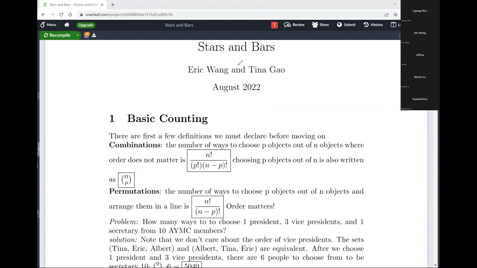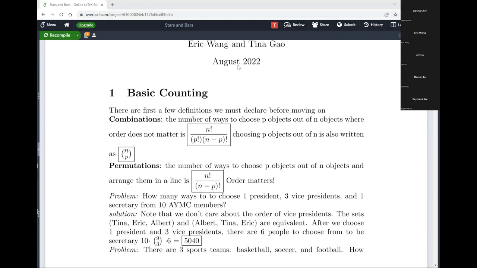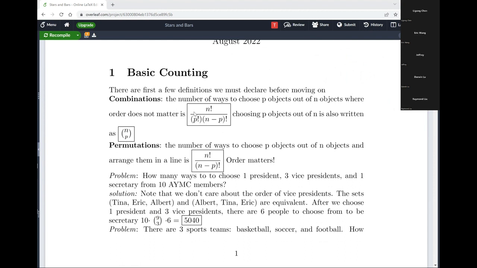So, okay, moving on. Permutations. A permutation is the number of ways to choose p objects out of n objects and arrange them in a line. This is where order matters. So order matters is a really important thing.